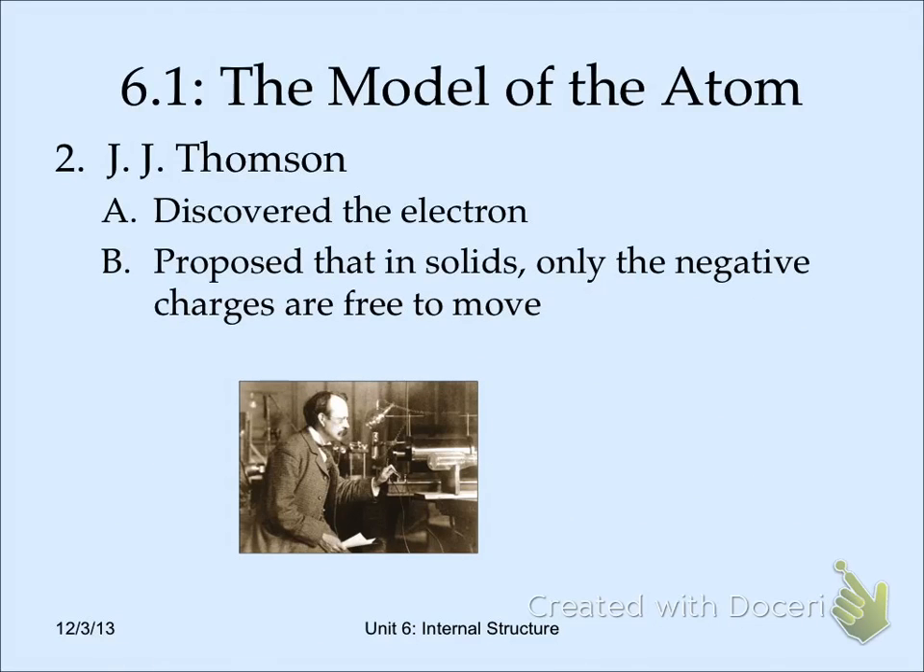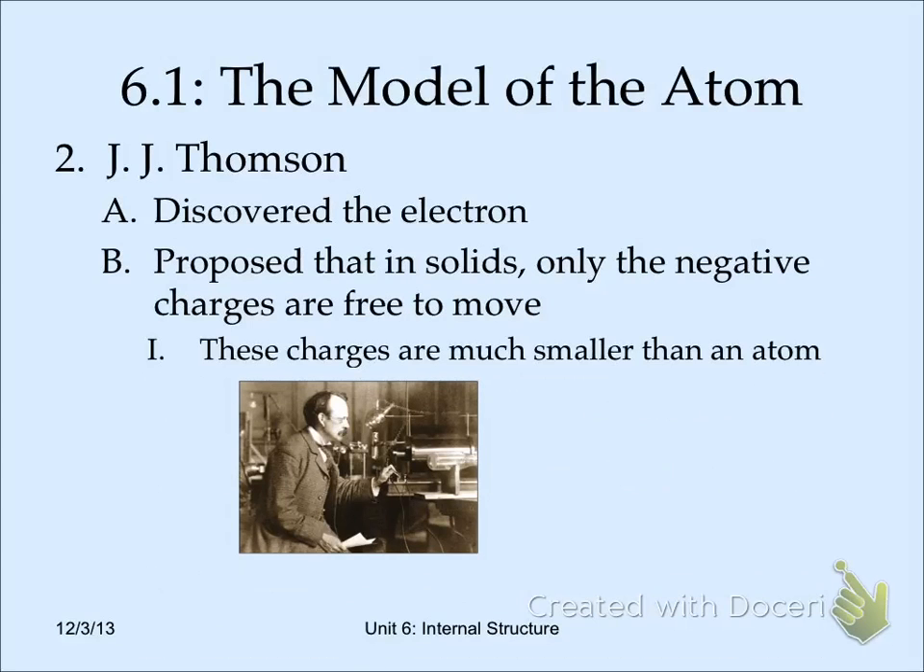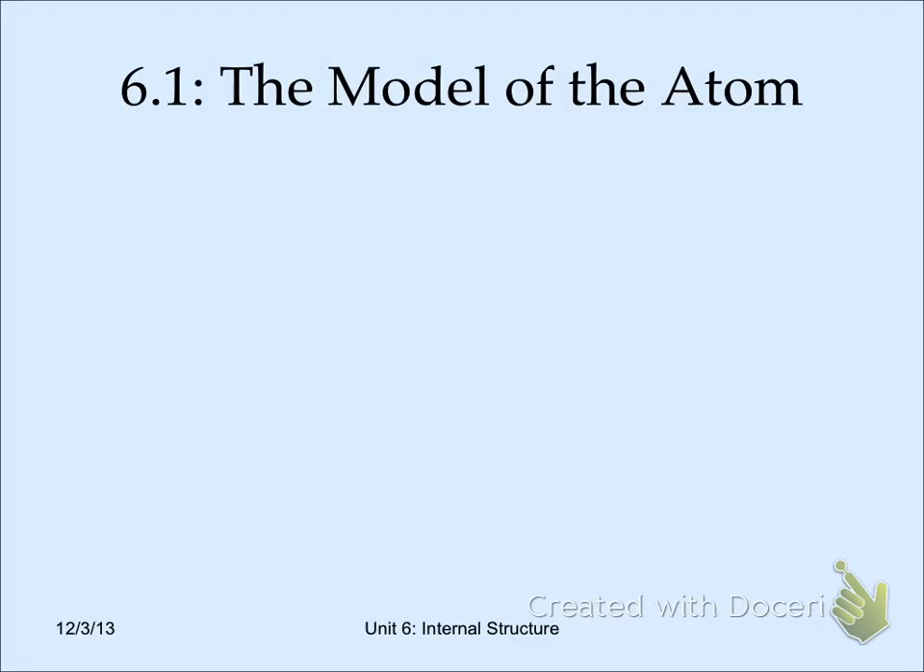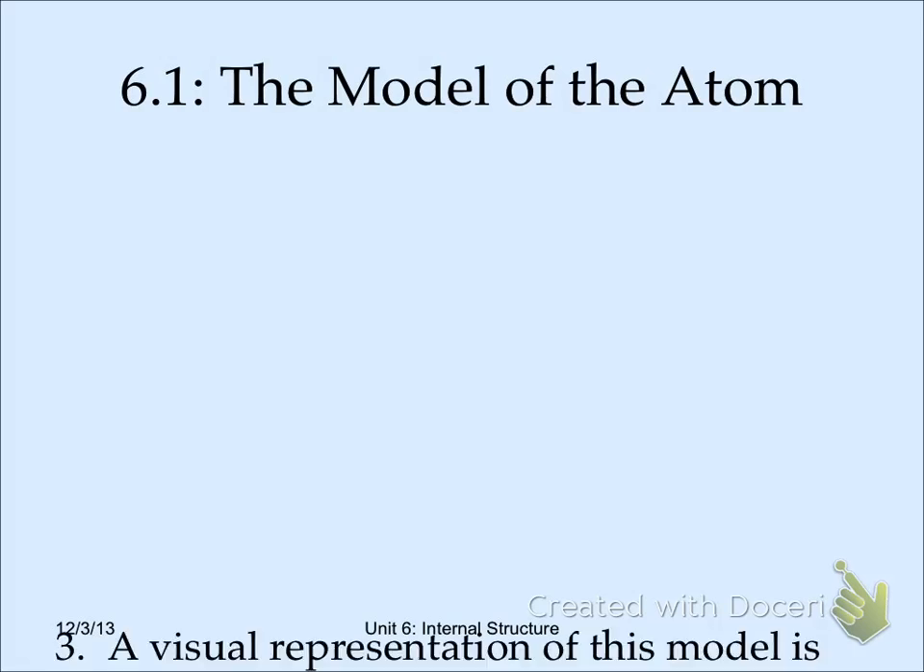He said that in solids, only the negative charges are free to move. The positive charges are fixed. They don't move around a whole lot. But the negative charges can move back and forth a little bit. And he also said that these charges are much, much smaller than the atom as a whole. They have charge, they're identifiable, but overall they're very, very tiny. Now he didn't exactly know how tiny they were. It took a later experiment by a gentleman by the name of Millikan to figure that out. But he did know that they were very, very tiny. So he comes up with that plum pudding model that we expressed in the previous slide.